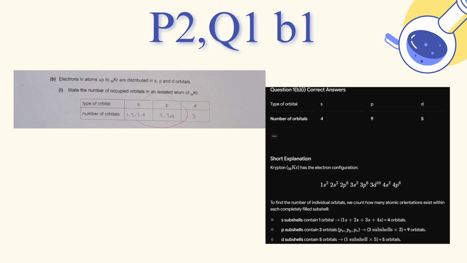The correct answer is that the number of orbitals is 4, 9, and 5. The explanation: as we know, the krypton electron configuration is as shown in the picture. First, the s subshells contain one orbital each: 1s, 2s, 3s, 4s equals 4 orbitals. P subshells contain 3 orbitals, px, py, pz, so 3 subshells times 3 equals 9 orbitals. D subshells contain 5 orbitals, 1 subshell times 5 equals 5 orbitals.